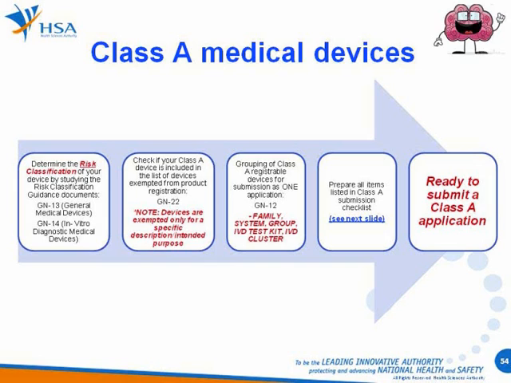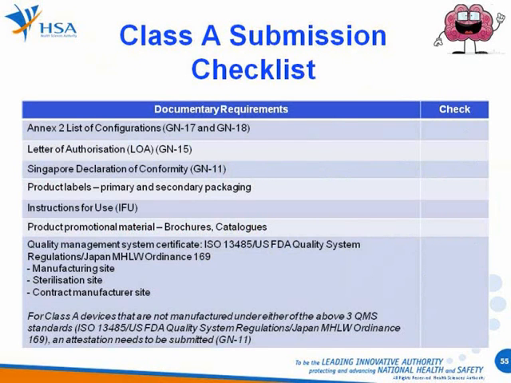The next slide outlines the Class A product registration application submission requirements. For the Class A submission checklist, please ensure that the following supporting documents are ready for submission. The templates for specific documents, for example GN11, GN15, Annex 2, List of Configurations, can be downloaded from our website at www.hsa.gov.sg. The soft copy of the supporting documents shall be submitted as attachments in the correct sections in MEDIX.